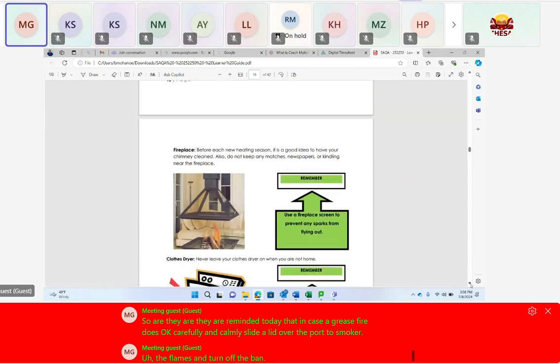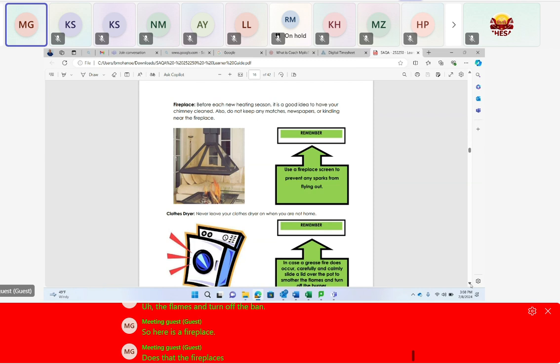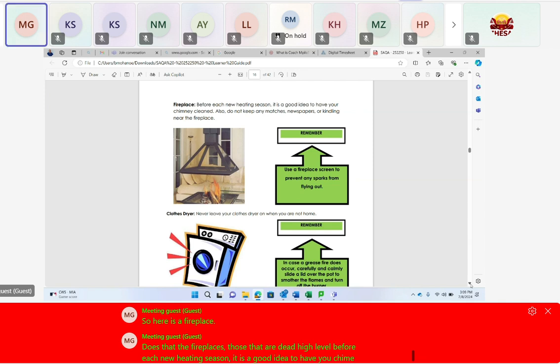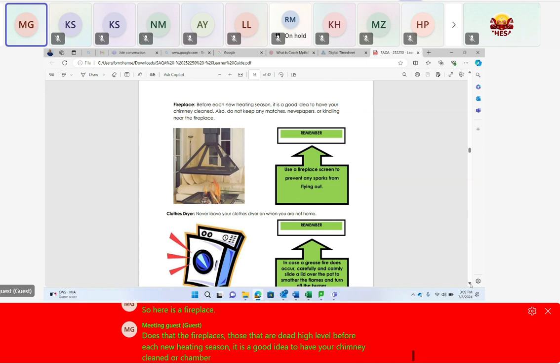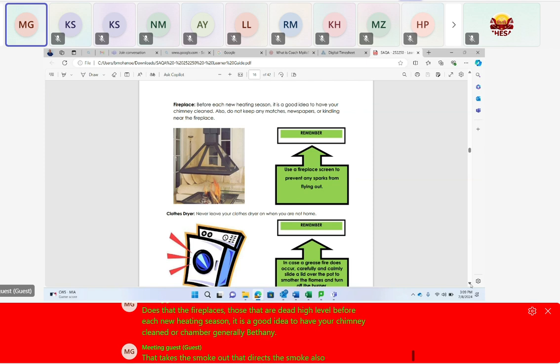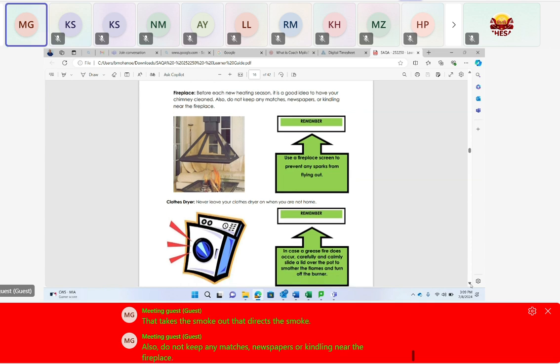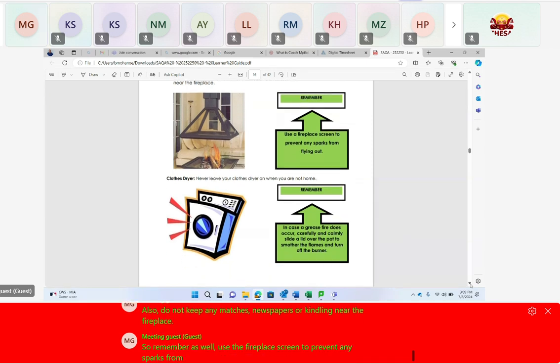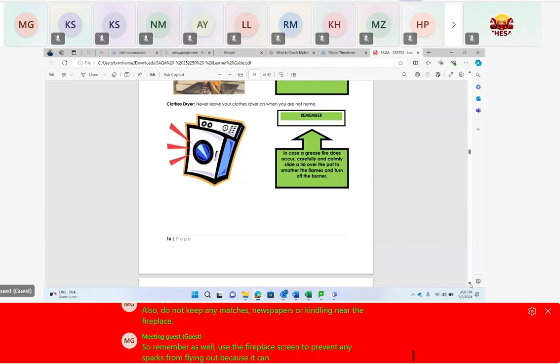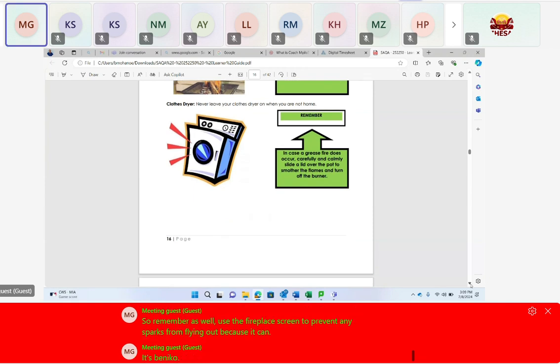So here is a fireplace. For those that have fireplaces, before each new heating season, it is a good idea to have your chimney cleaned. That takes the smoke out, that directs the smoke. Also, do not keep any matches, newspapers, or candles near the fireplace. Remember as well, use a fireplace screen to prevent any sparks from flying out because they can burn your couches and your mat and all that.